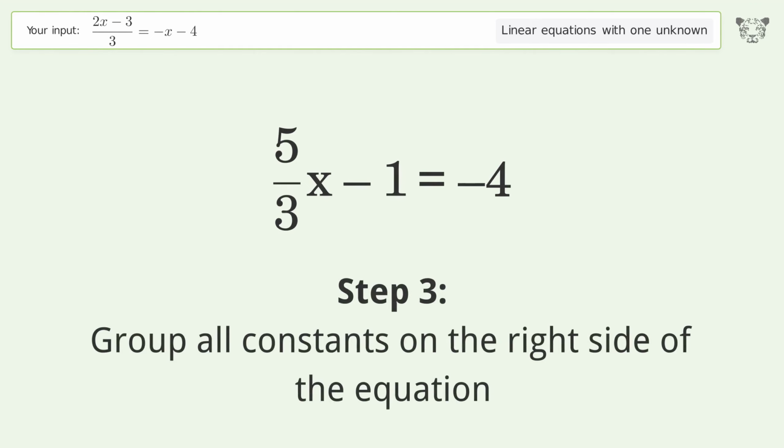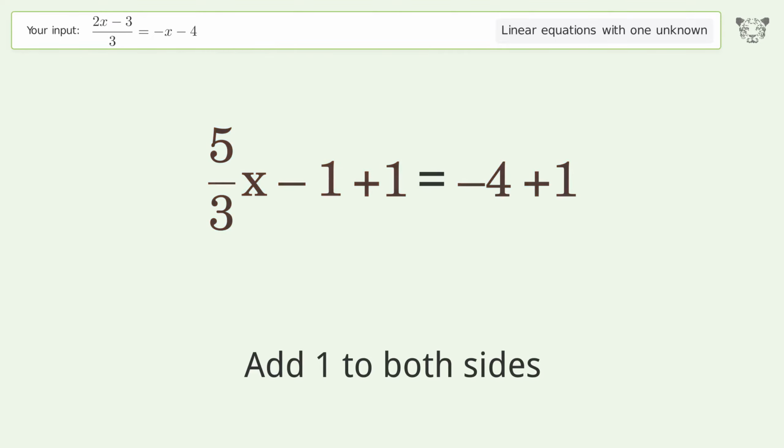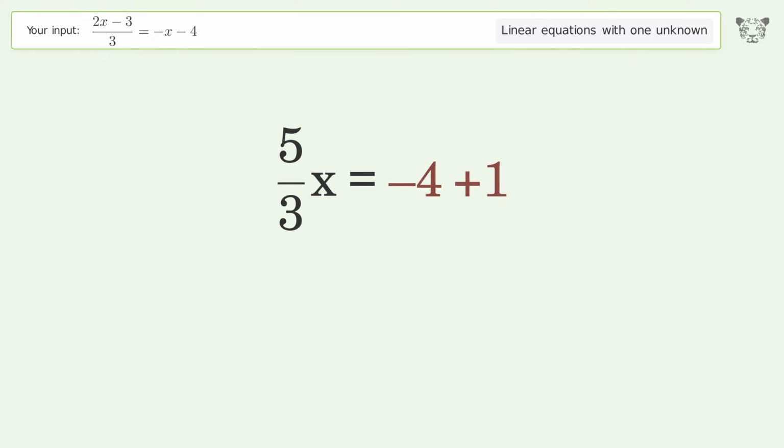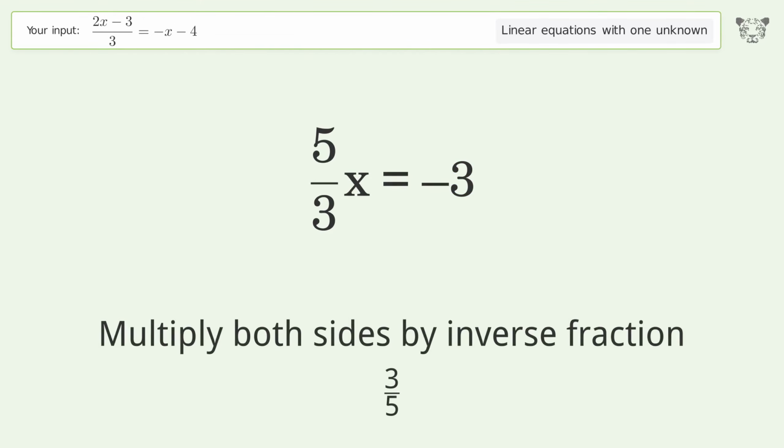Group all constants on the right side of the equation. Add 1 to both sides. Simplify the arithmetic. Isolate the y. Multiply both sides by inverse fraction 3/5.